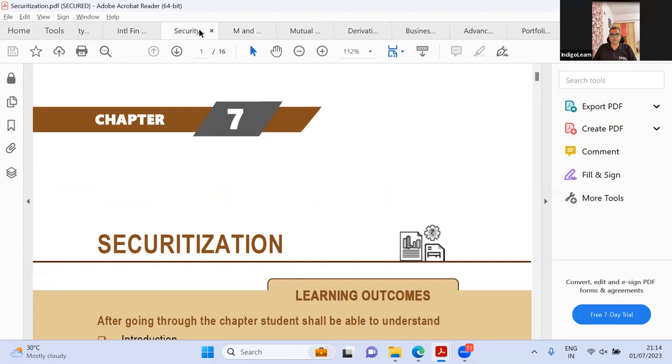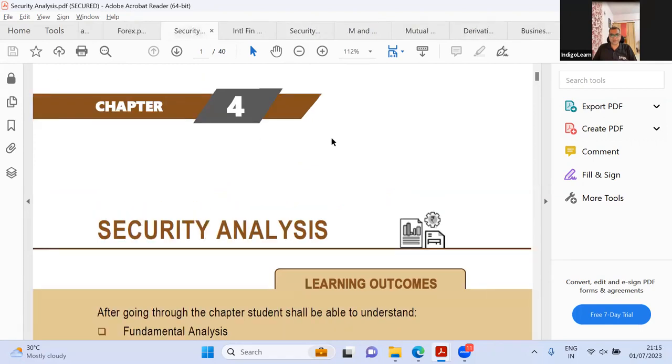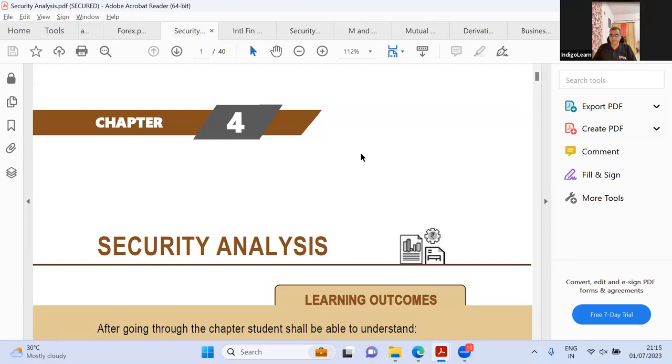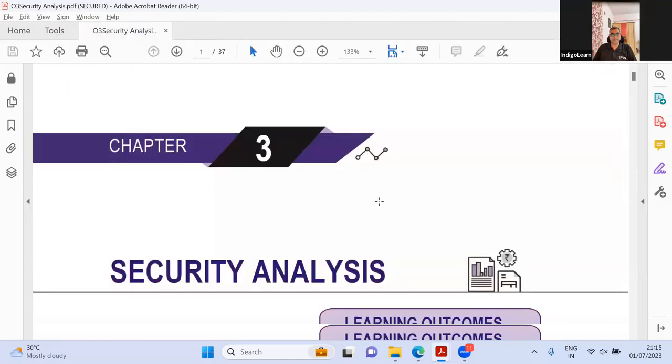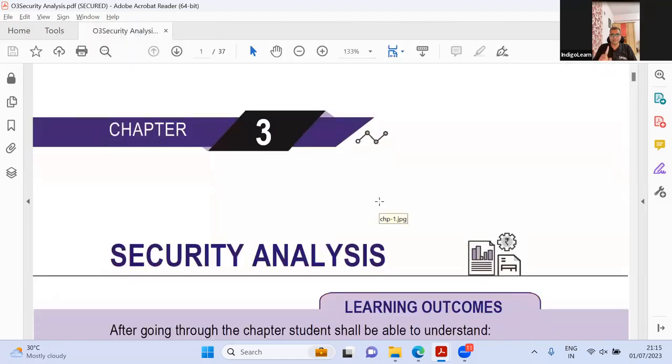Where is the old syllabus, new syllabus? Yeah, here is the new syllabus one. Security analysis is the 4th chapter. Okay, so please note, this is the 4th chapter in the new syllabus and it is the 3rd chapter in the old syllabus. The reason is in the new syllabus, they have added a new chapter called Advanced Capital Budgeting.